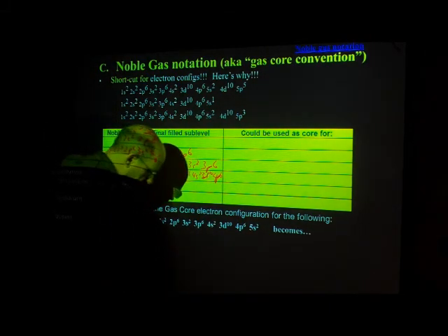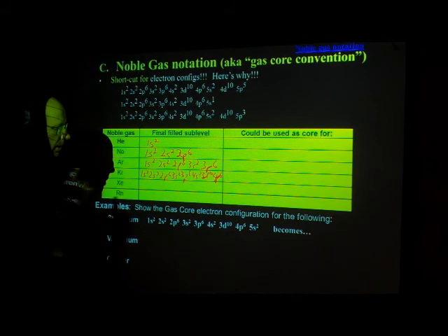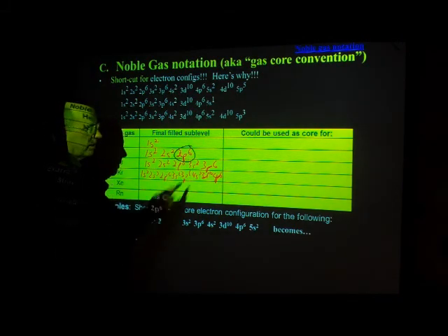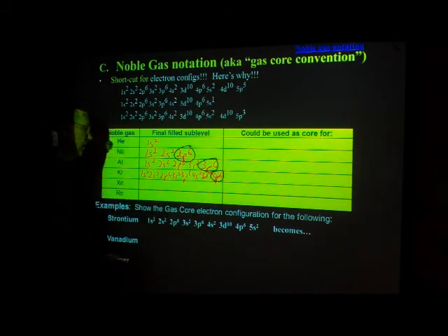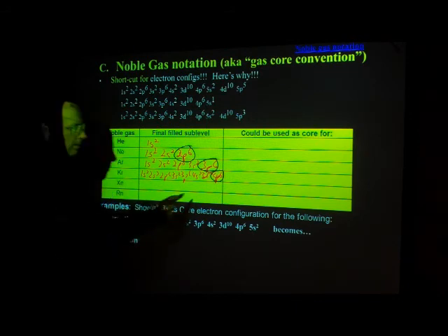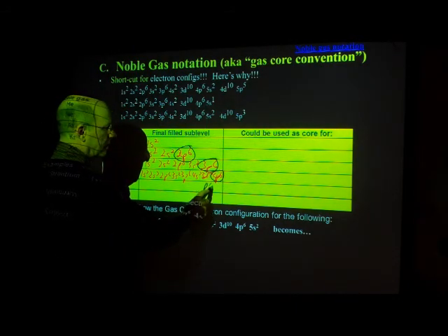There's something going on here. This one ends in a p6, this one ends in a p6, and this one ends in a p6. Guess what xenon ends in? Some sort of p6.